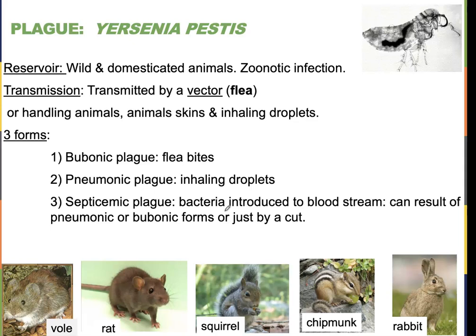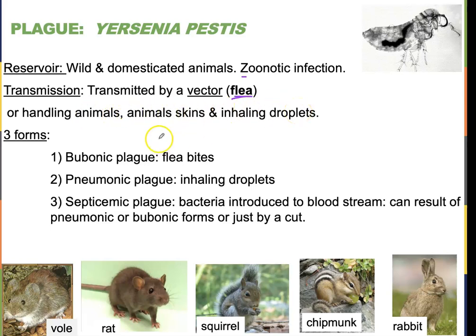The next bacteria you have is Yersinia pestis. This guy causes the plague. The reservoir for the plague is in animals, so it's considered a zoonotic infection. It's primarily transmitted by a vector, the flea bites, or you can also handle the animals, the skins of animals, and inhale droplets of animals.